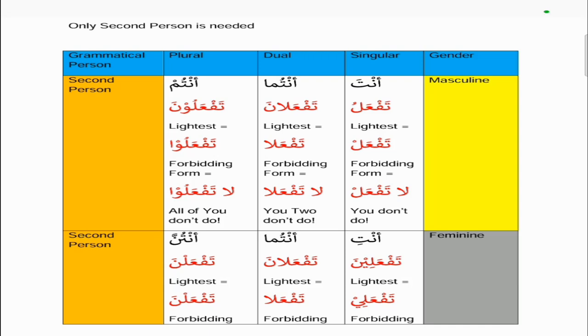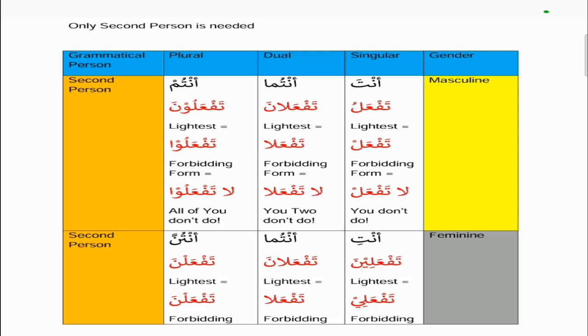So the original anta would be taf'alu, which means you do. Once we've chosen that pronoun, because we were trying to forbid a single masculine person, therefore anta is the correct one, taf'alu. Then we make that into the lightest form. Remember the dhamma just takes a sukoon, so it becomes taf'al. And then the third step is that we put the lam in front of the fi'l, so it becomes la taf'al. And this means you, masculine, you man, don't do, because we're forbidding.